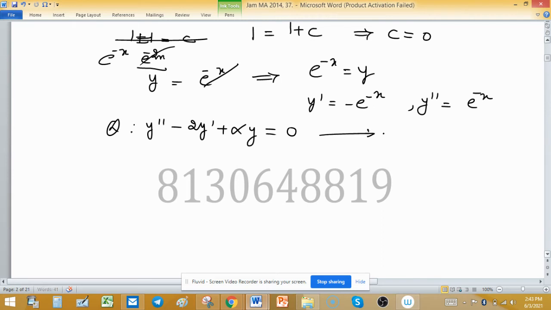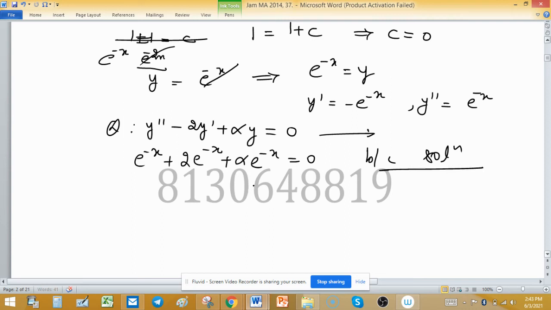So alpha is used in this, so we will find alpha from this one. Put these differential coefficients: e raised to the power minus x minus 2 times minus e raised to the power minus x, where minus minus turns to positive, so e raised to the power minus x plus alpha times y, and y was e raised to the power minus x, equal to 0 because of the common solution. We use this because of the common solution, otherwise we can't. So we can write 3 e raised to the power minus x from the first two terms plus alpha e raised to the power minus x equal to 0.